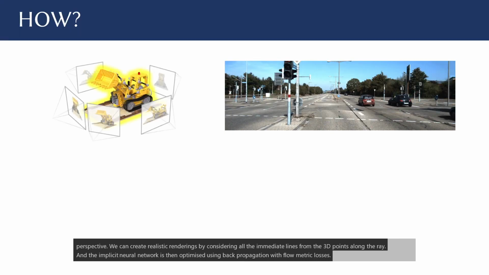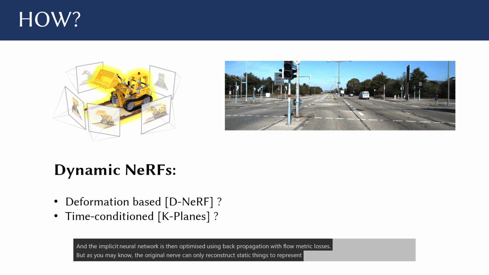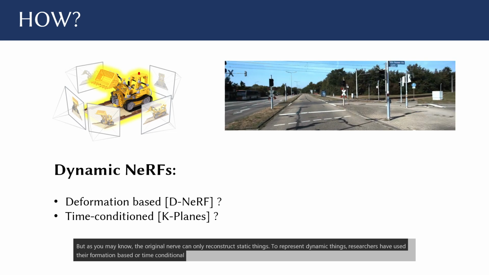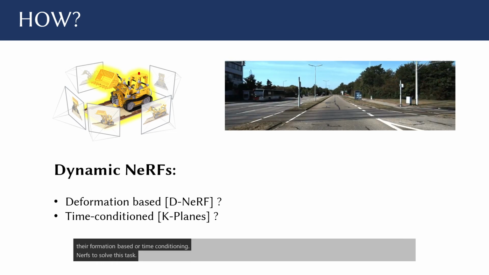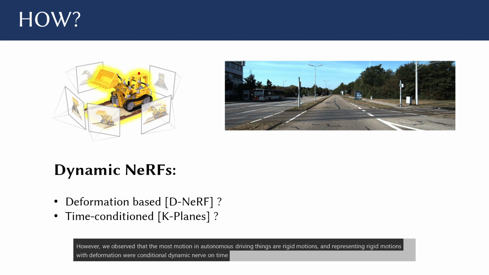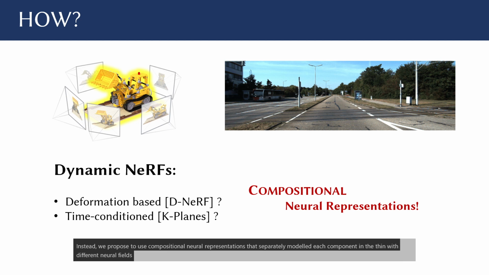But as you may know, the original NeRF can only reconstruct static scenes. To represent dynamic scenes, researchers have used deformation-based or time-conditioned dynamic NeRFs to solve this task. However, we observed that most motions in autonomous driving scenes are rigid motions, and representing rigid motions with deformation or conditioning dynamic NeRF on time will cause huge memory consumption and under-constrained optimization. Instead, we propose to use compositional neural representations that separately model each component in the scene with different neural fields and composite them together for rendering.